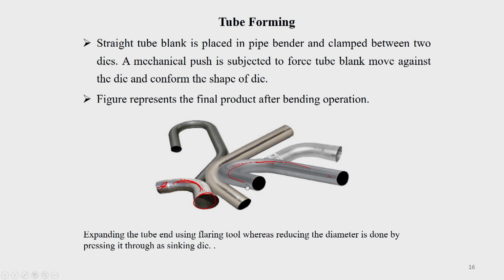The tube blank will be placed in a pipe bender and clamped between two dies, and then by mechanical means you are pushing it, and subjected to force, the tube blank moves against the die and comes to the required shape. This is what is generally done.